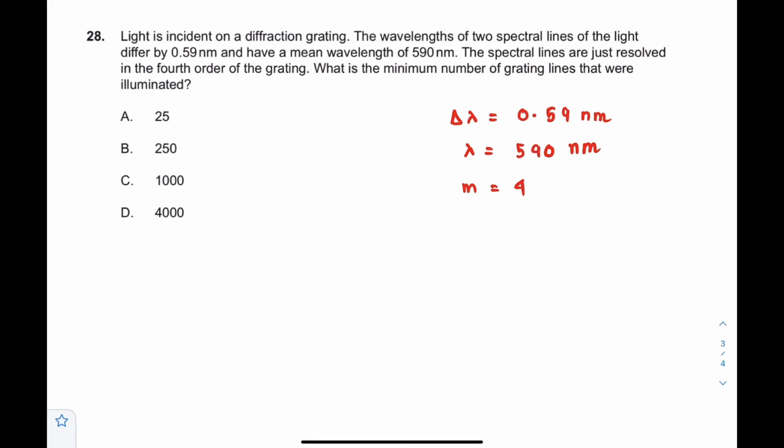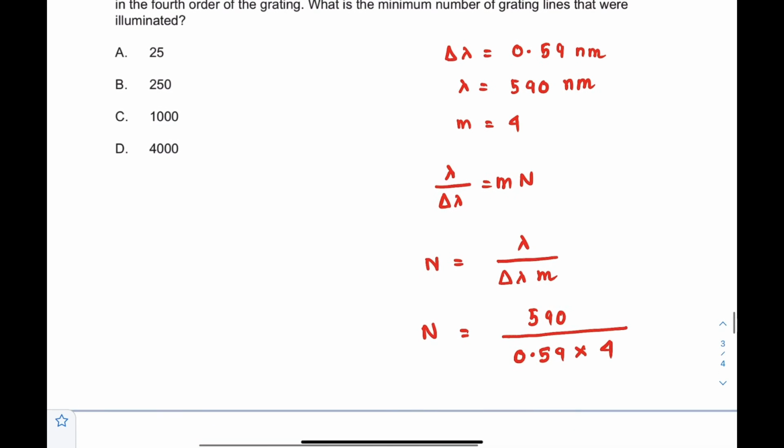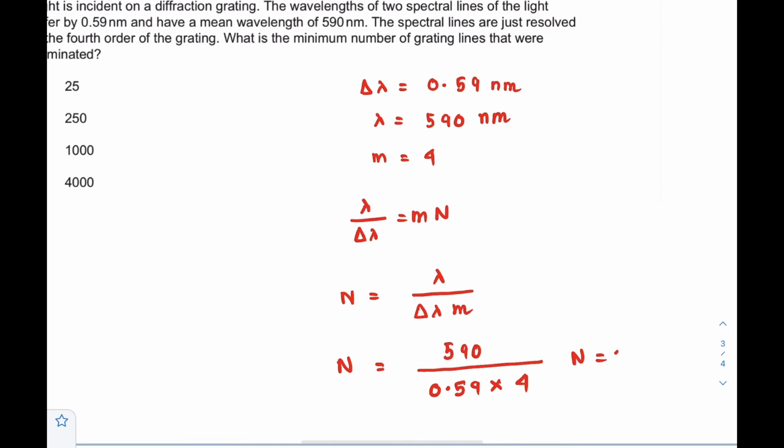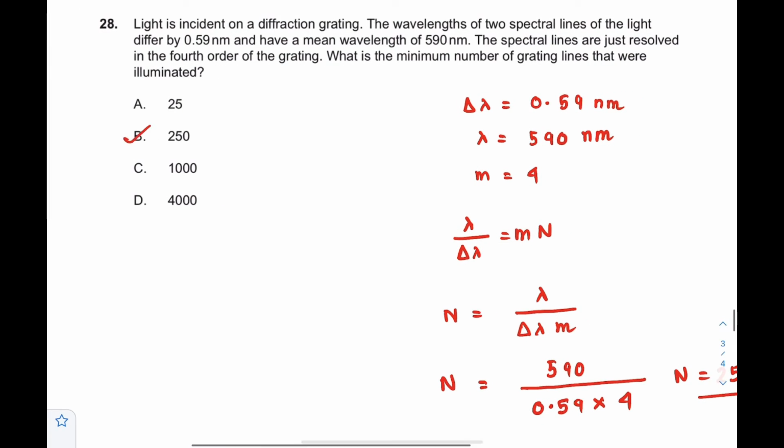It's very easy. Actually, just apply the formula. Lambda by delta lambda is equal to m times N, where N is the number of grating lines. So from here we get that N is equal to lambda by (delta lambda times m), where m is small m. What is lambda? 590 nanometer. Delta lambda is 0.59, into 4. If you just solve this, the value of N will come out to be 250. The correct option is option number B. So for 28, the correct option is option number B.